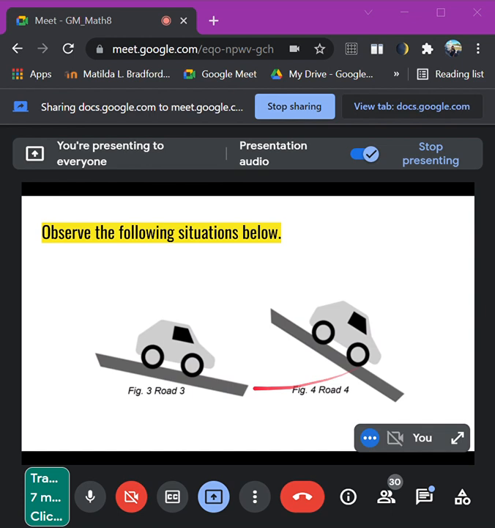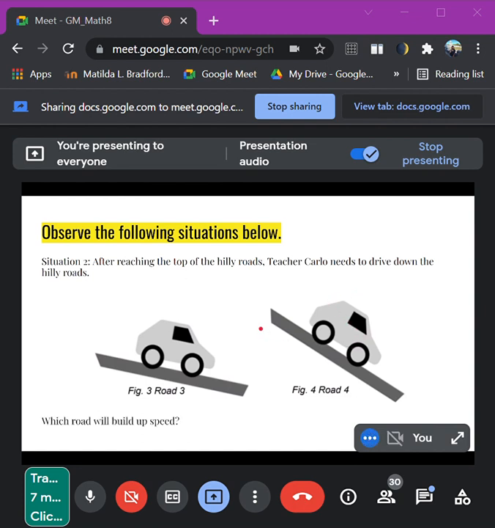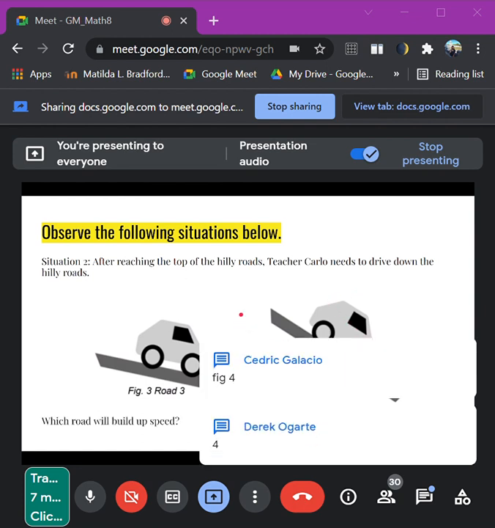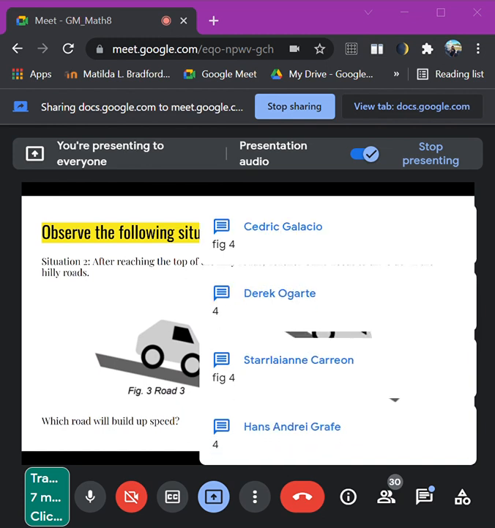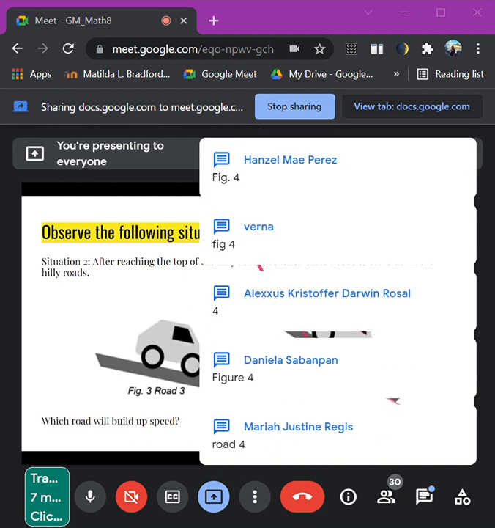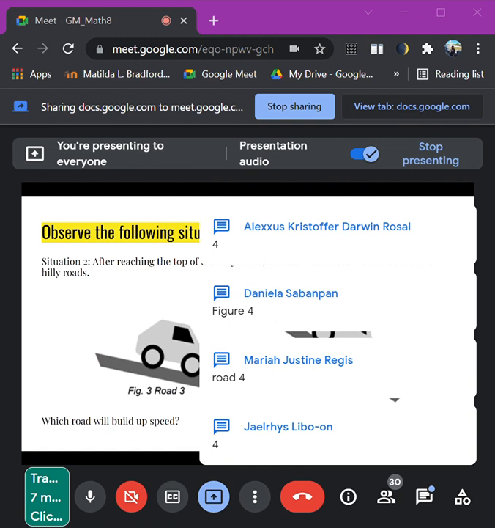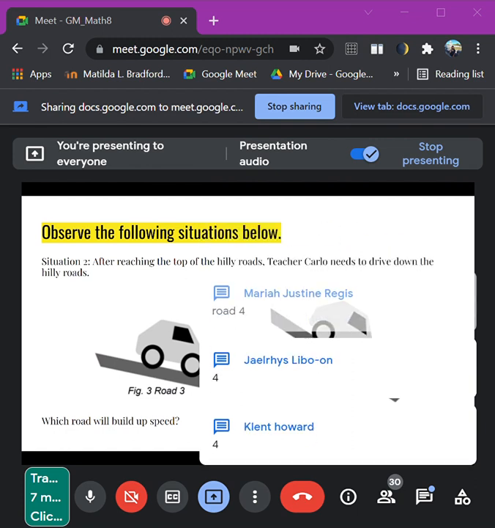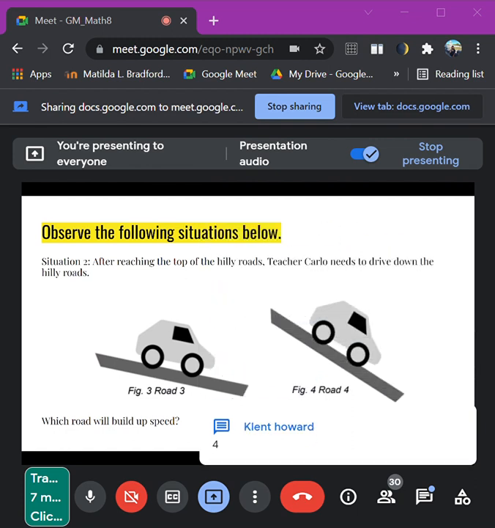How about this one, class? You have there figure 3 and figure 4. After reaching the top of the hilly roads, Teacher Carlo needs to drive down the hilly roads. Question. Which road will build up speed? Okay, that is figure 4. The vehicle will go faster there.